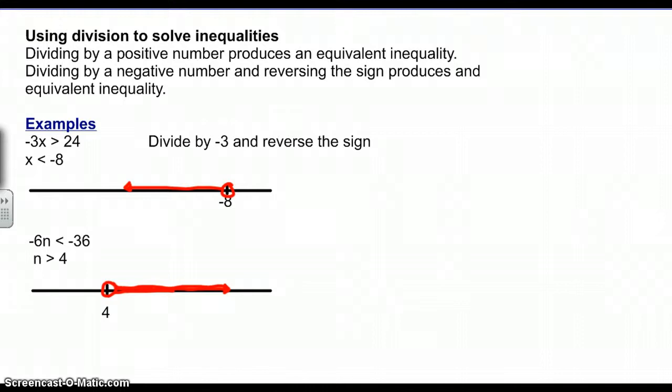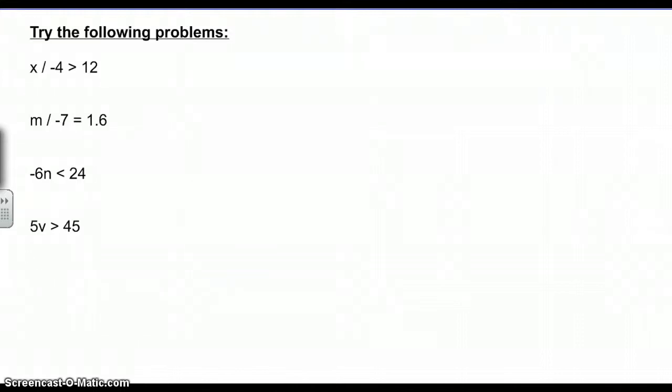In the next one, negative 6n is less than negative 36. To solve it again, you divide by a negative number, that's negative 6, and when you do that, you have to reverse the sign. So you end up with n is greater than 4. Try the problems below to make sure that you can do these. You shouldn't be getting confused when you do them at all. It's only when you have an inequality that the sign changes, of course. It doesn't affect anything when we're working with equations.